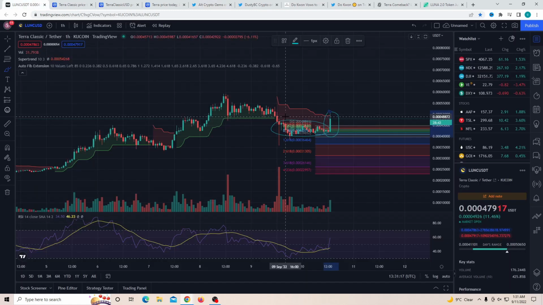Another thing which is really interesting is, as we are getting closer and closer to the 20th of September, more and more people are starting to pay attention to Luna Classic. What I'm trying to say is a lot of people are starting to trade it, as more trading pairs are starting to be opened on different exchanges.